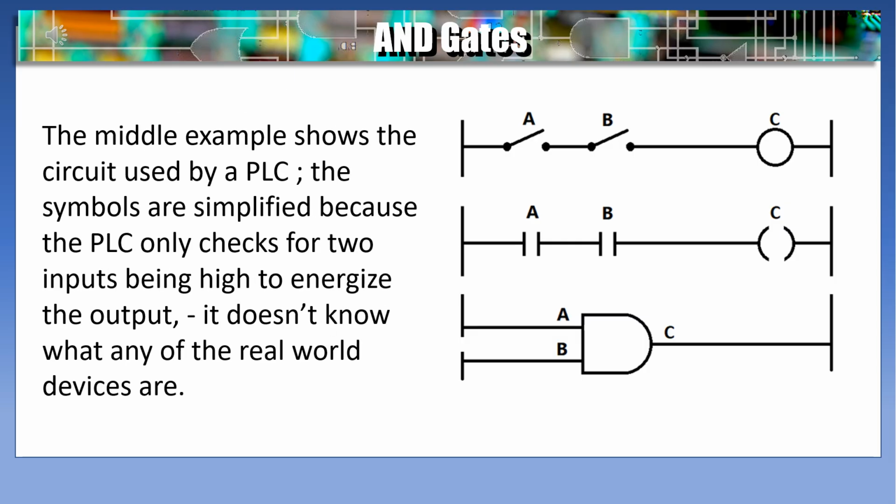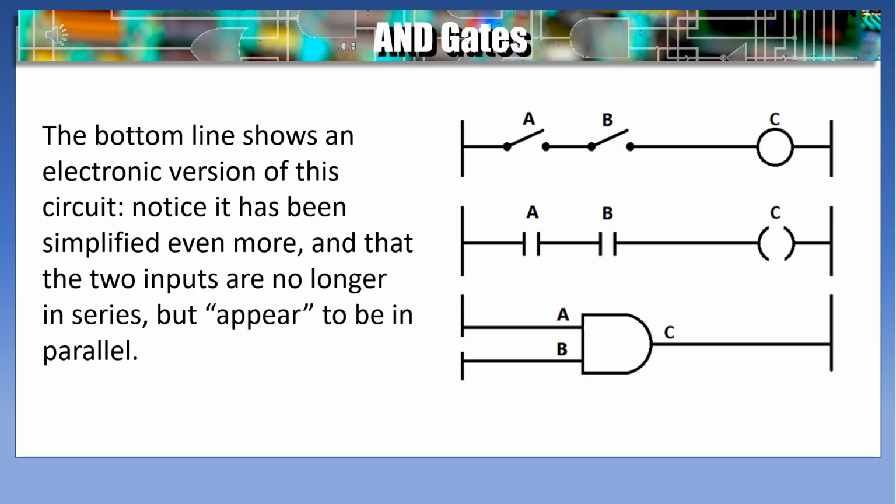The middle example shows a circuit used by a PLC, a programmable logic controller. The symbols are simplified because the PLC only checks for two inputs being high to energize the output. It doesn't know what the real-world devices are. The bottom line shows an electronic version of this circuit.